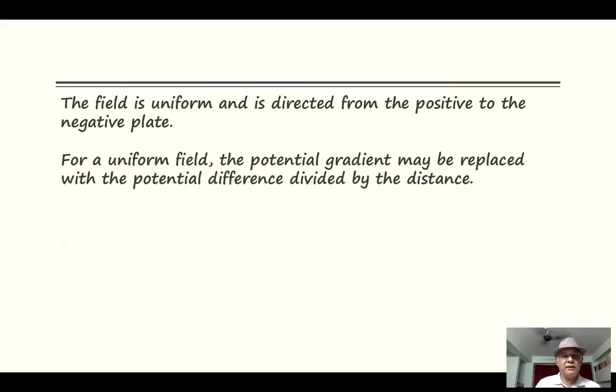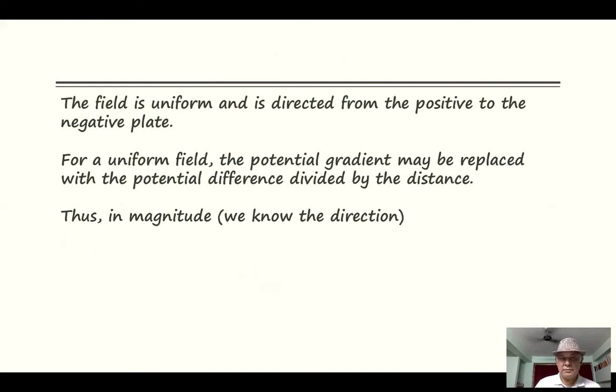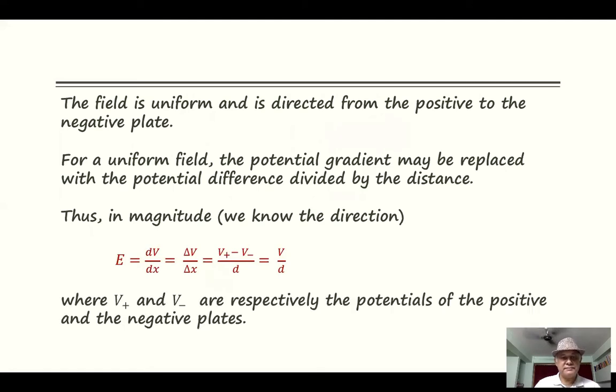For a uniform field, the potential gradient may be replaced with the potential difference divided by the distance. Thus, in magnitude, of course we know the direction, E equal to dV/dx equal to delta V by delta x equal to V plus minus V minus divided by d, which is ultimately equal to V by d. V stands for V plus minus V minus. Here, V plus and V minus are respectively the potentials of the positive and the negative plates.